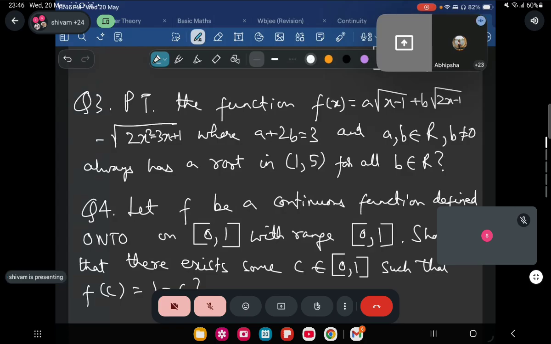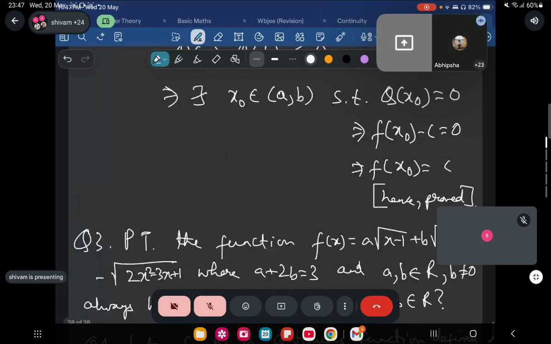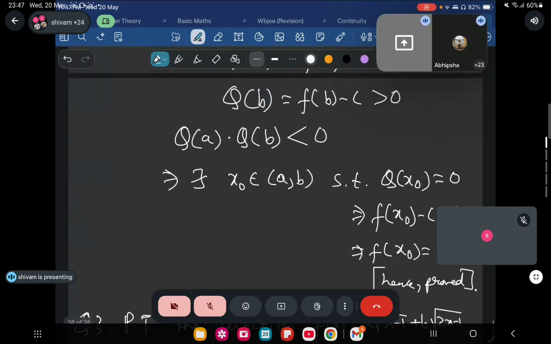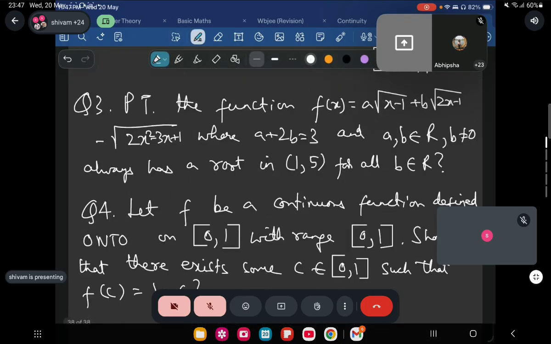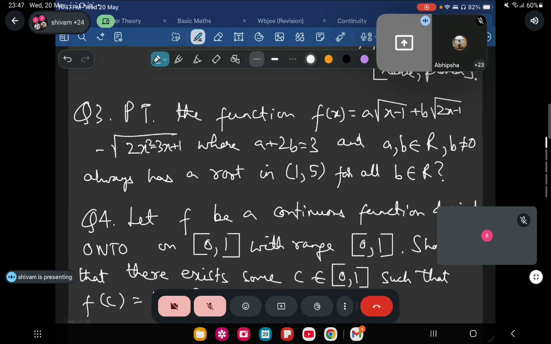Sir, am I audible now? Yes, Aditya, tell me. Sir, over there, before x naught, what have you written? That symbol. Yes, there exists. Okay, sir. Thank you. There exists. Okay, solve these ones.